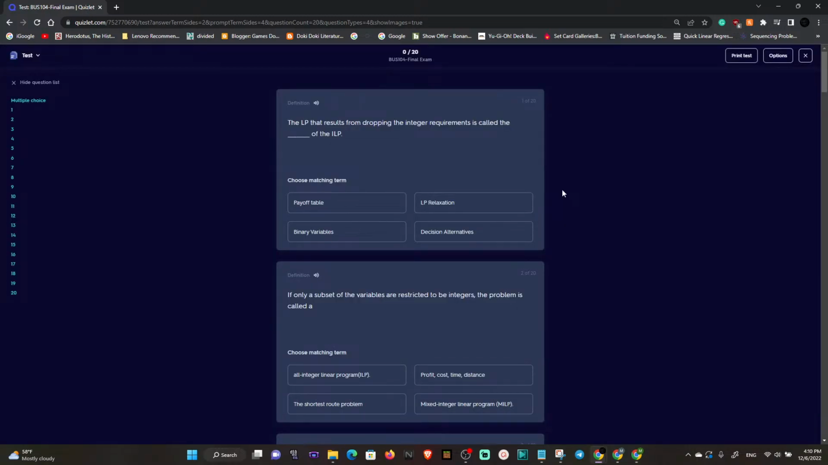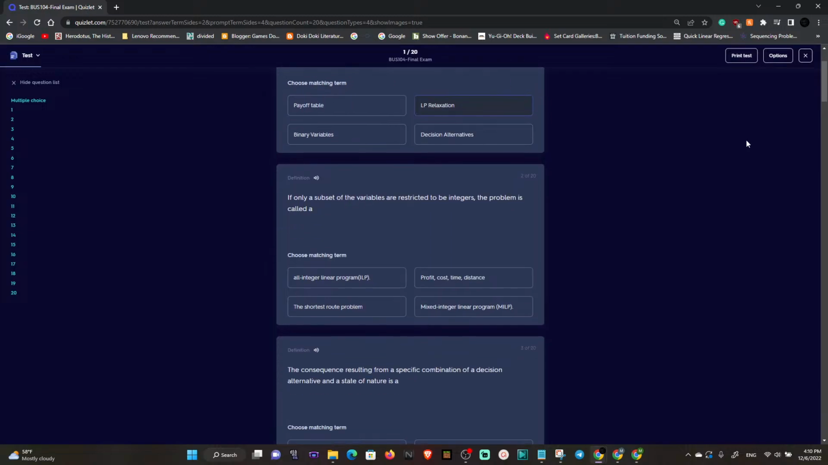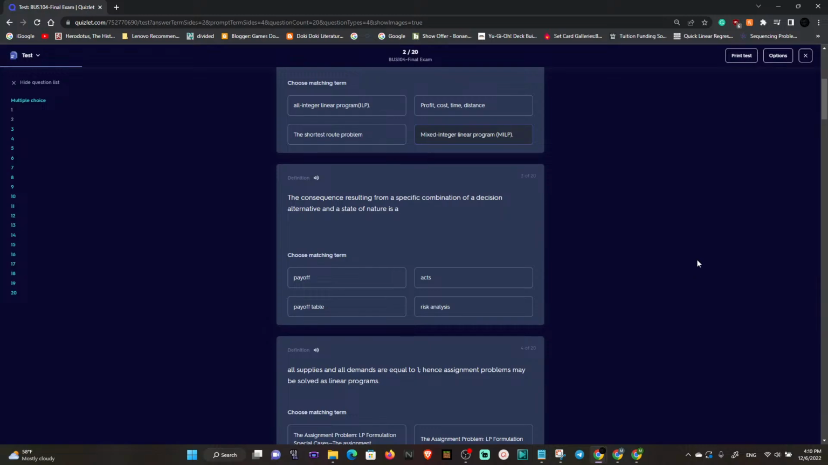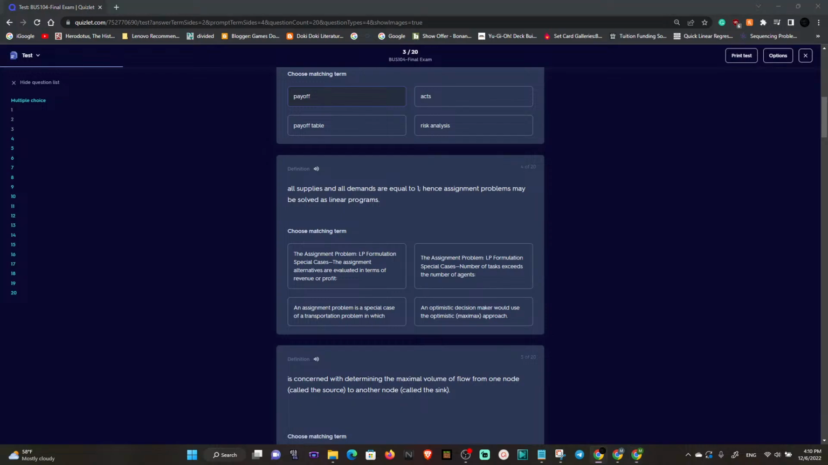The linear program that results from dropping the integer requirement is called the linear program relaxation. You're up. If only a subset of variables are restricted to be integers, the problem is called a mixed integer linear program. The consequence resulting from a specific combination of a decision alternative and state of nature is a payoff. All supplies and all demands are equal to 1, hence the assignment problems may be solved as linear programs. Assignment problem is a special case of transportation.